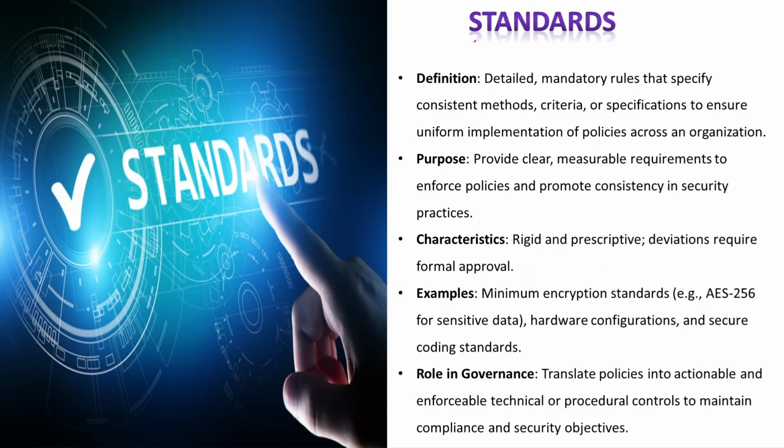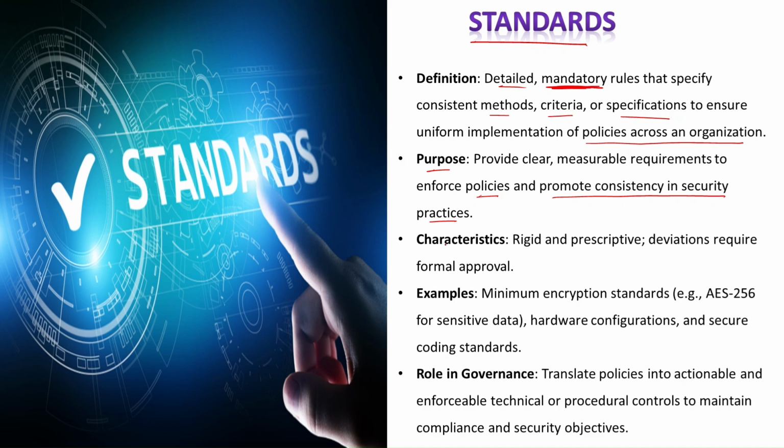Another governance structure element is the standard. So what is a standard? It is a detailed mandatory rule. Remember, policy and standard both are mandatory. These are mandatory rules that specify consistent methods, criteria, or specifications to ensure uniform implementation of policies across an organization. The purpose of standards is to provide clear, measurable requirements to enforce policies and promote consistency in security practices.